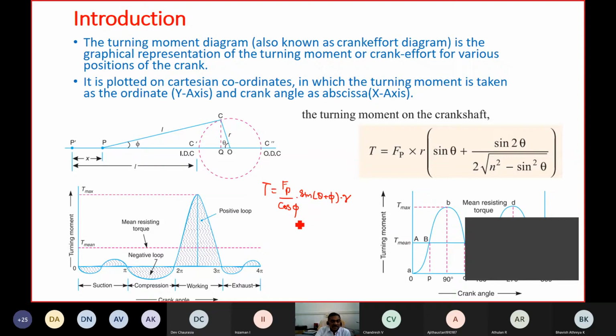The same equation can also be written as Fp into R within brackets, sin theta plus sin 2 theta by 2n. You can write the equation like this also. We have one more torque equation. All are the same, but the difference between this equation and this equation is here we have 2n.